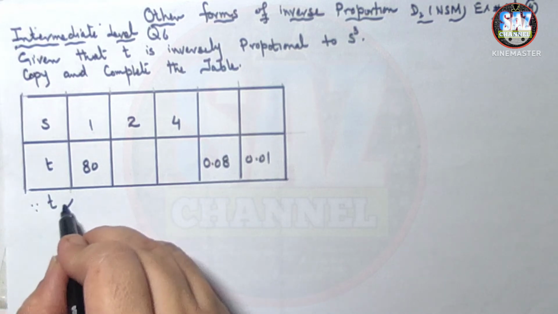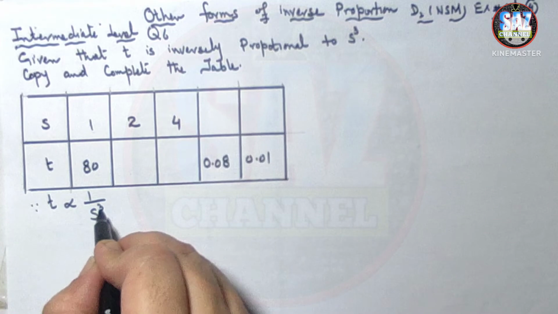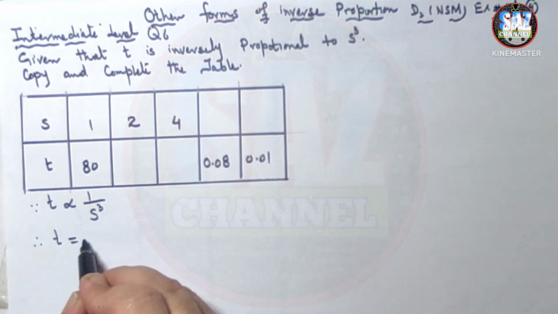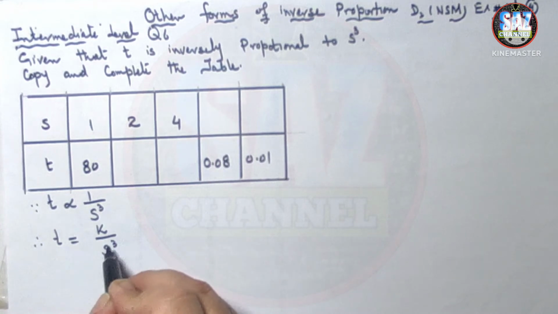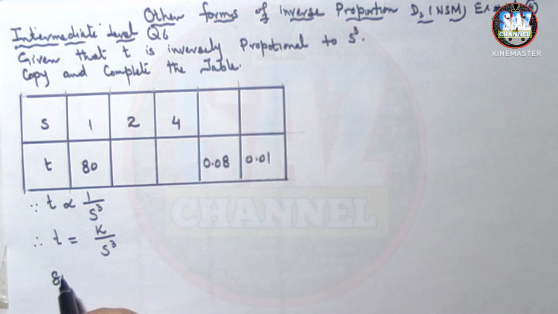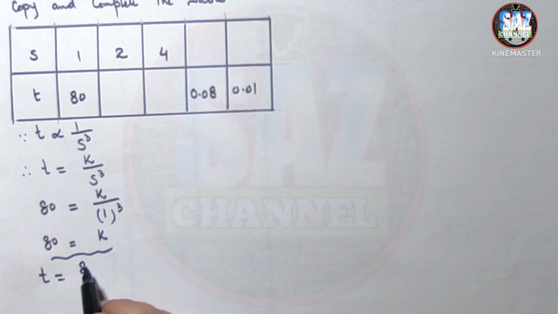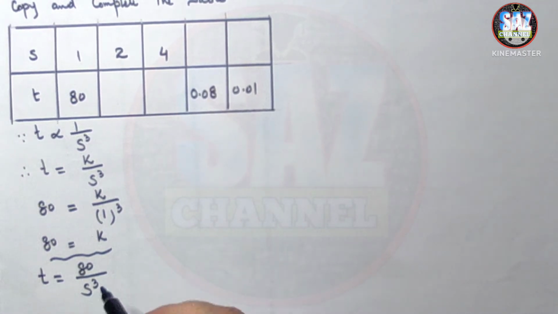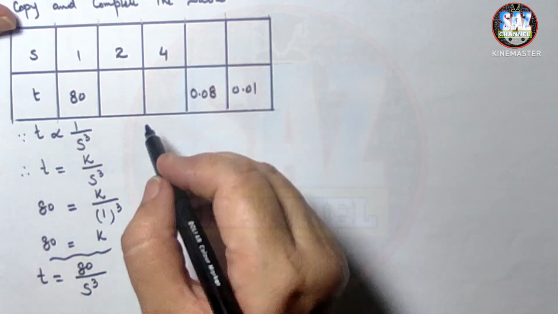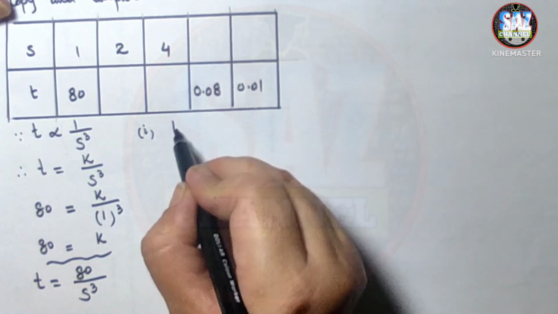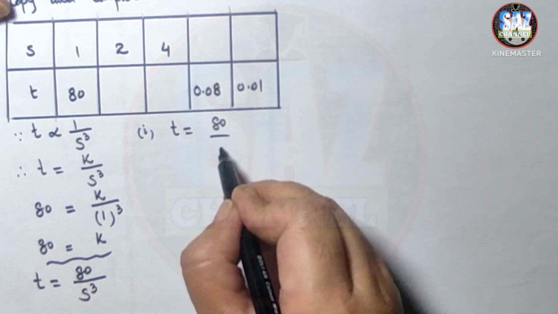because t is inversely proportional to what? S cube. Therefore, t is equal to k over s cube. And now instead of t, we put t equals 80, and s is 1 cube. 1 cube is 1, so k equals 80. So the relationship that we are getting is t equals 80 upon s cube. This is the equation, the relationship that we will be using for the completion of the table. Now, the first point, t equals 80 upon s cube.